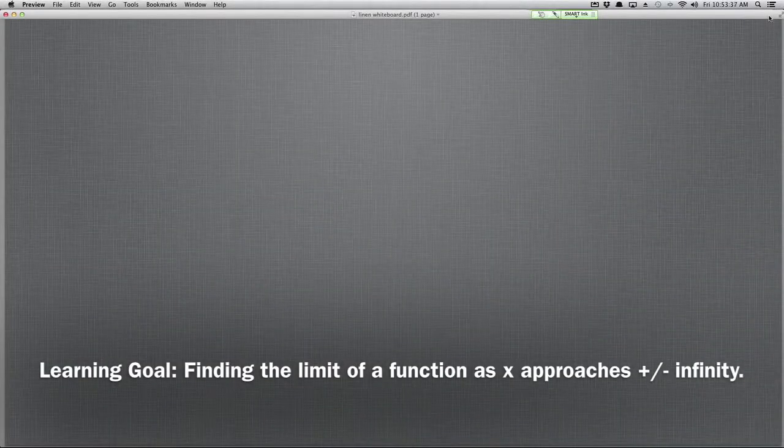Learning goal today is you will determine limits as x is approaching infinity or negative infinity. So what we're wanting to do is, as I head out towards infinity, what y value is my graph going to go to? Or as I head out towards negative infinity, what y value is my graph going to go to? And to do this, we're going to recall something you learned last year.